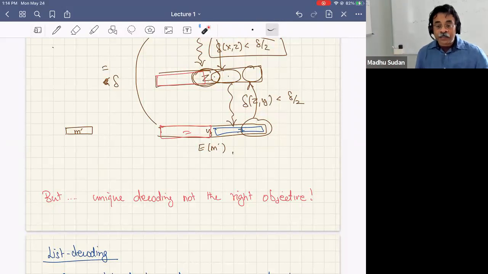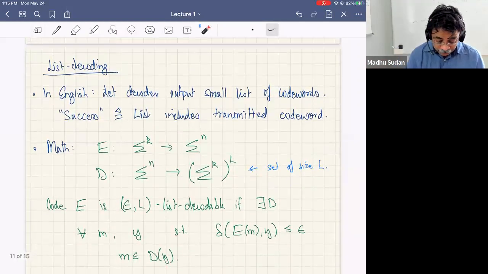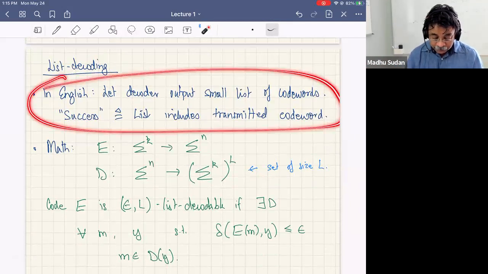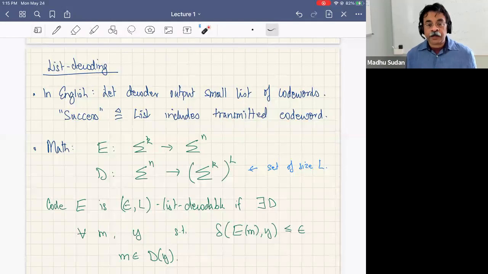So list decoding says, let's go for a weaker notion of decoding, which says if the number of errors is too much, then we will accept a small list of possible code words, provided one of them is the actual code word that we care about. Okay, so let's define that formally. So in English, it just basically says what I just said. Let the decoder output a small list of code words, and success is defined as saying the list includes the transmitted code word.